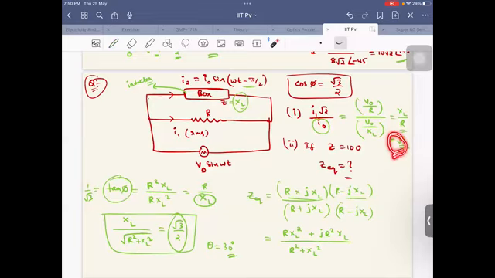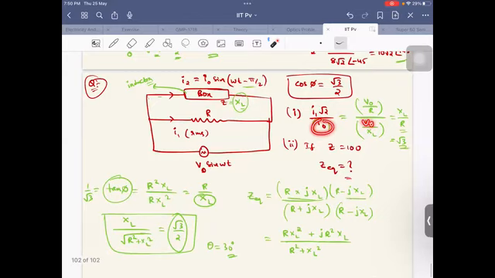Understood what we have done? Yes. Sir, will you repeat the question? The question is, we need to find the ratio of the maximum value of current in the resistor to the maximum value of current in the box. That is the question. What is the maximum value of current in the box?